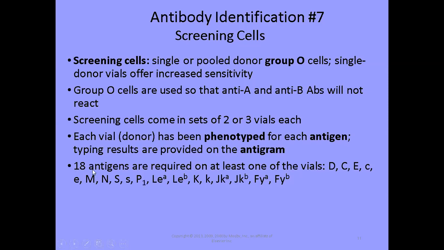So there are 18 antigens that are required on at least one of the vials. So our Rh antigens that we've talked about, big D, big C, big E, little e, MNSs, which we recently talked about, P1, the Lewis's, big K, little k, Kell, okay, JKA and JKB, don't be confused, they're Kidd, Duffy A, and Duffy B. And sometimes they will also have additional Kells like KPA and KPB, maybe JSA and JSB as well.